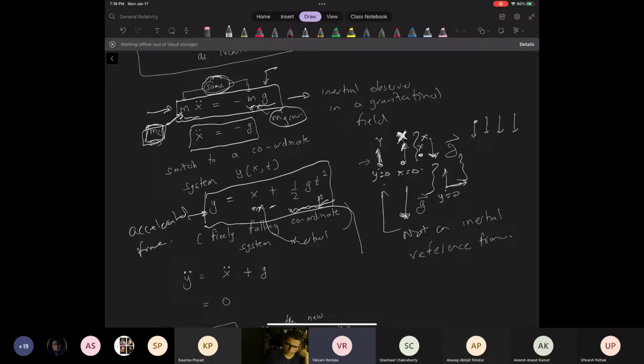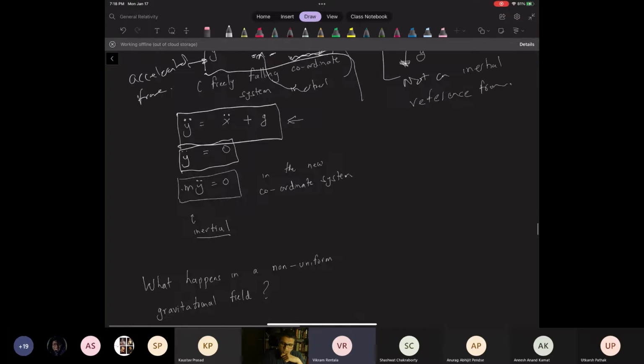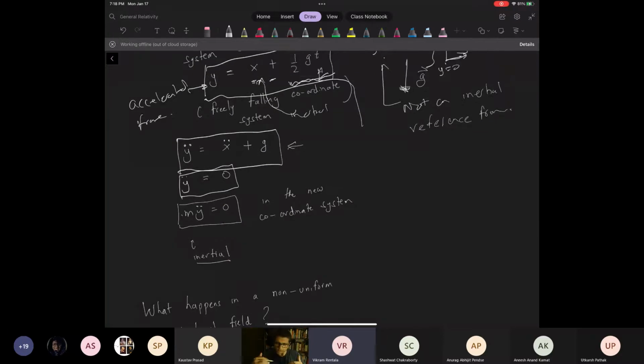Now I can take this equation and differentiate twice with respect to time, and what that tells me is y double dot is equal to x double dot plus g. Now from Newton's laws of dynamics, if there were no other forces acting on particles, then x double dot is equal to minus g. That's something that we know, and therefore if we apply Newton's laws in the inertial reference frame to this equation, that tells us y double dot is equal to 0. So in other words, in the freely falling coordinate system, y double dot is equal to 0.